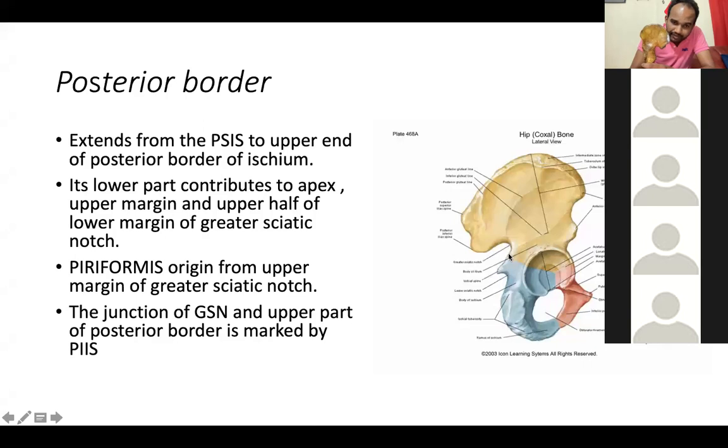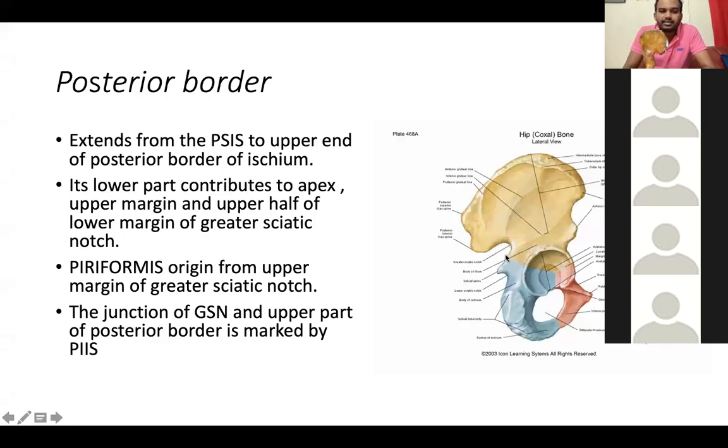and the upper half of the lower margin of the greater sciatic notch. So this posterior border of the hip bone, of the ilium, is forming the upper margin of the greater sciatic notch, the apex of the greater sciatic notch, and the upper half of the lower margin of the greater sciatic notch. All these things are formed by the posterior border of the ilium.